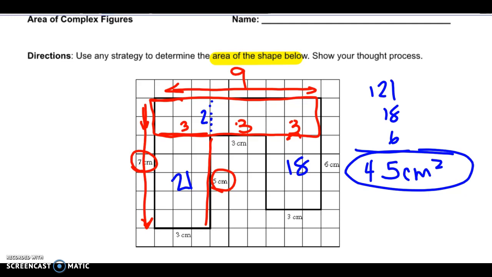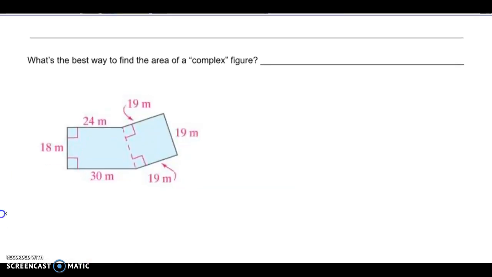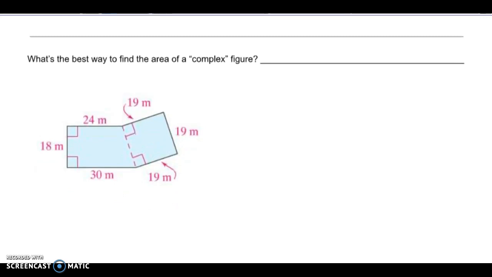So below this you see a shape that looks like this, and right above it it says, what's the best way to find the area of a complex figure? And I just want you to fill that in by saying split it into shapes you know. That will make a complex figure a little more simple if you can see shapes that you already know.